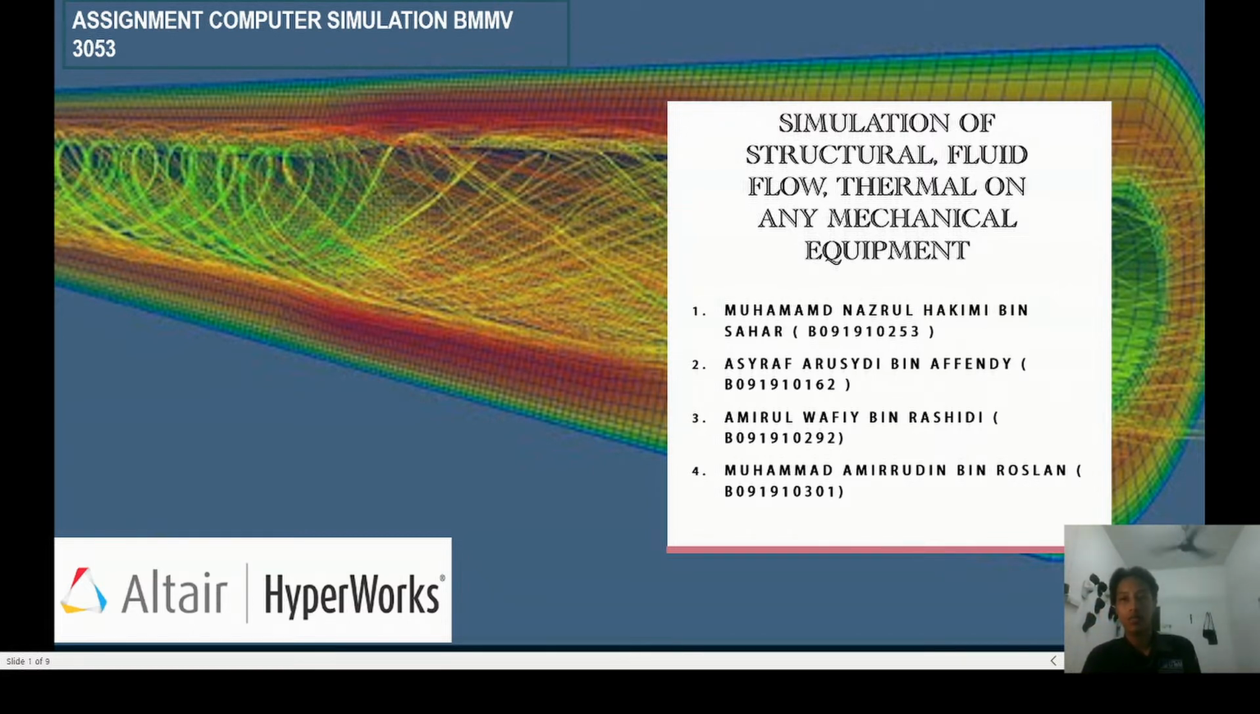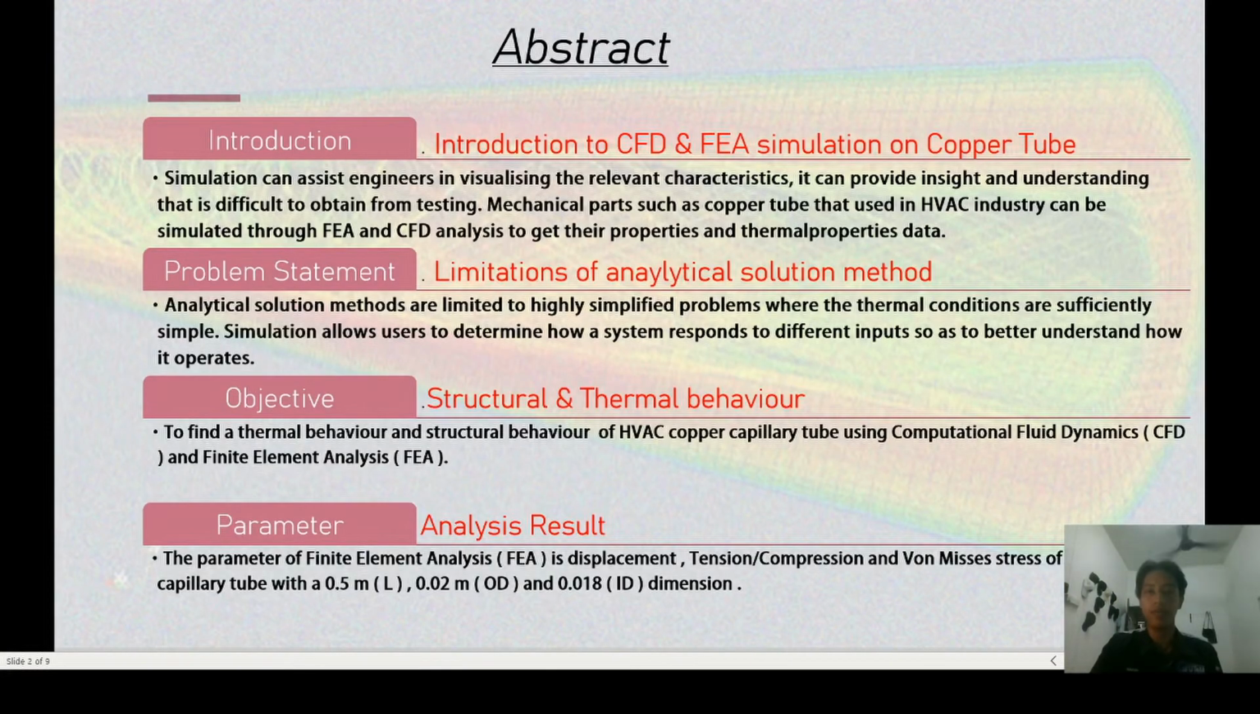Our title is Simulation of Structural Fluid Flow Thermal on Any Mechanical Equipment. The mechanical equipment that we use in this assignment is copper tube that is used in the HVAC industry.